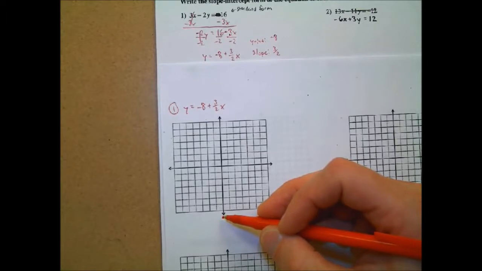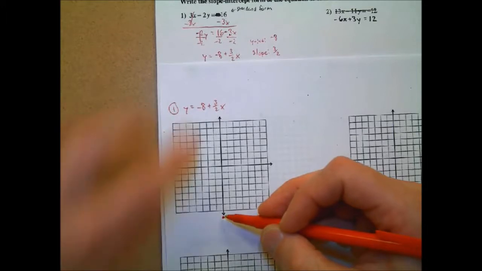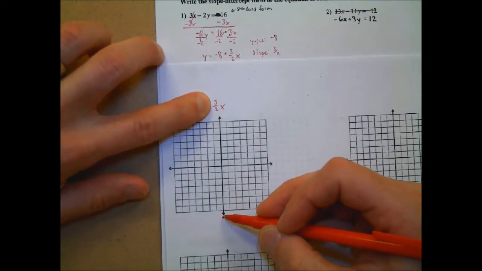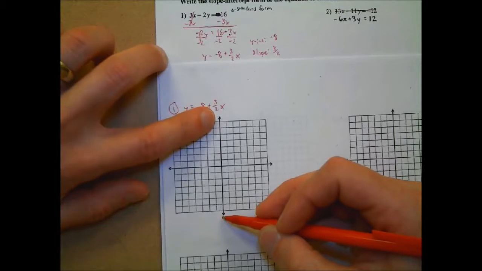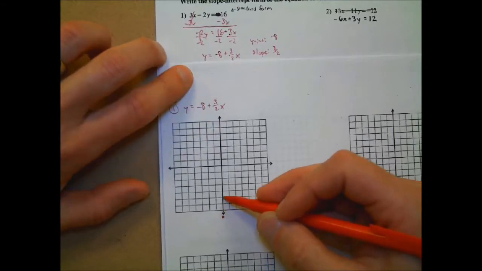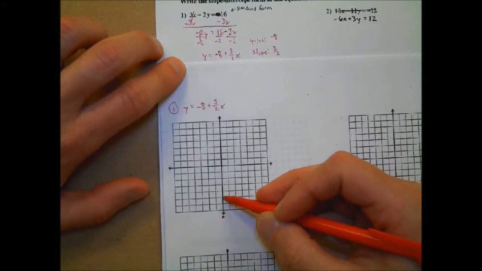Okay, well, let's go up or down first. So according to my slope, how much should I go up or down? 3. 3 what direction? Right, I believe 3 is the rise over the run, right? So 3 is the rise. So up 3. 1, 2, 3. And then over how much? 2. Which direction? To the right, because it's +2.